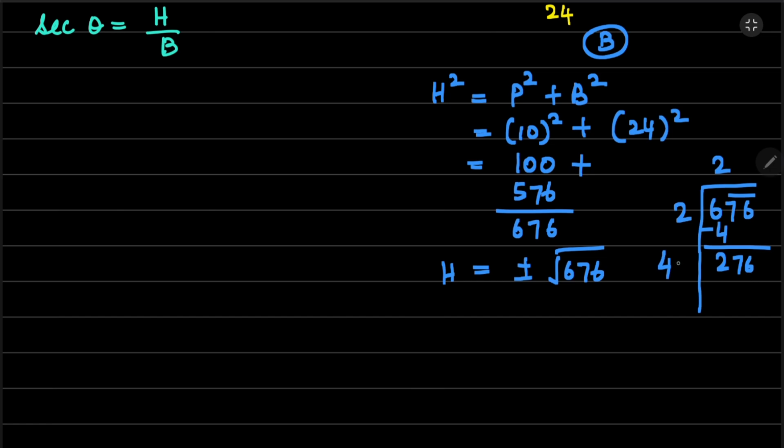Let us try with 4. 4 4s are 16, right? So 44 into 4 is giving you 176. So that's not the answer. 5 5s are 25, ends with 5. 6 6s are 36. So let's try with 6. So what is 46 multiplied by 6? 6 6s are 36, 6 4s are 24, 25, 26, 27. Yeah, that's the answer. So it is 6 into 46, which is 276. So what is the square root of 676? It is 26. Okay, so the answer is 26.